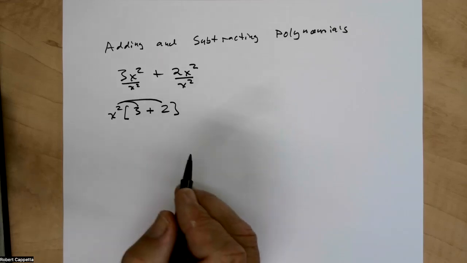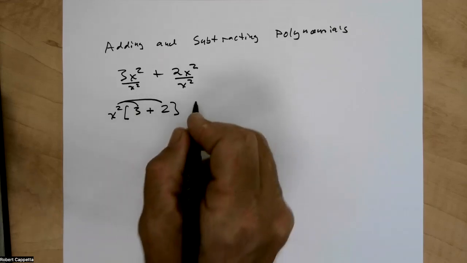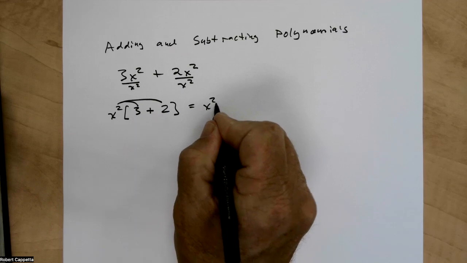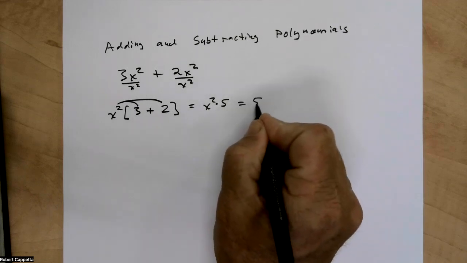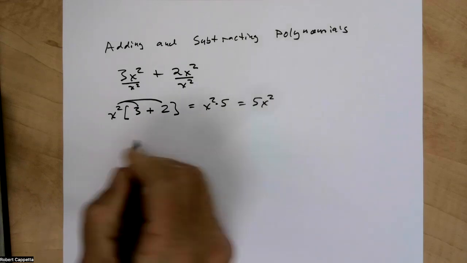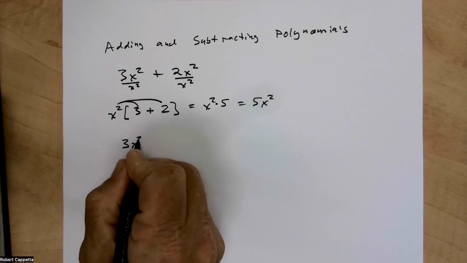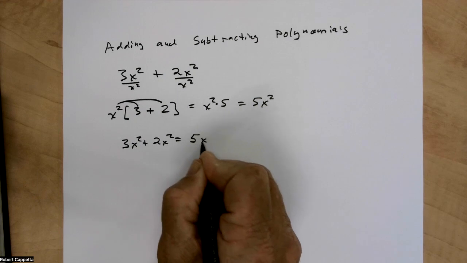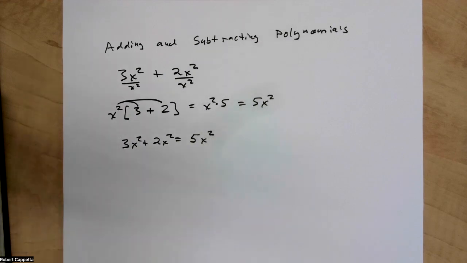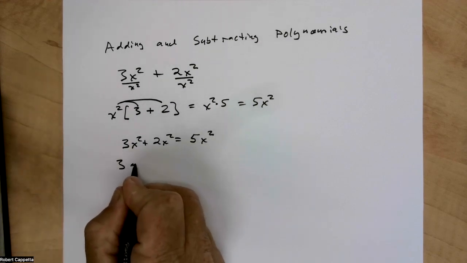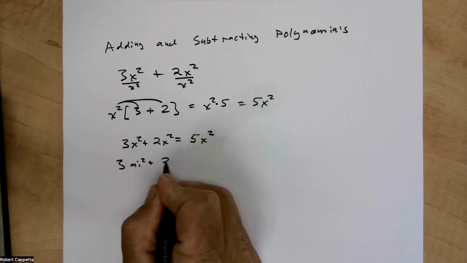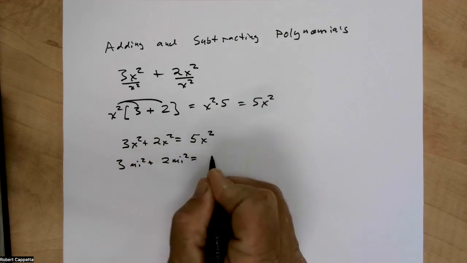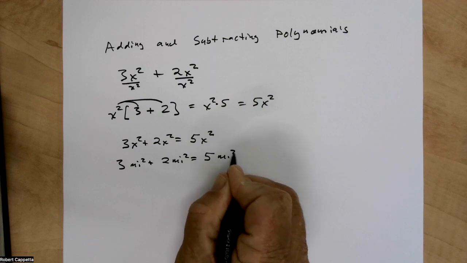So putting this together, then, what do we have? x squared times 3 plus 2 would be x squared times 5, or 5x squared. And of course, that seems to make sense, doesn't it? 3x squared plus 2x squared is going to be 5x squared. Think about it this way. 3 square miles plus 2 square miles is 5 square miles.